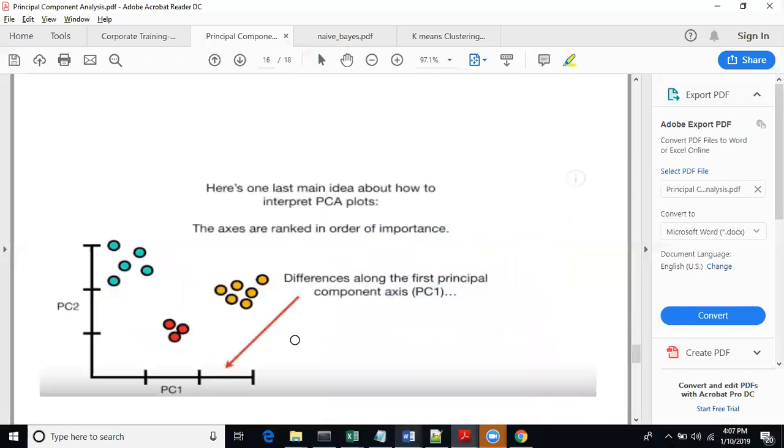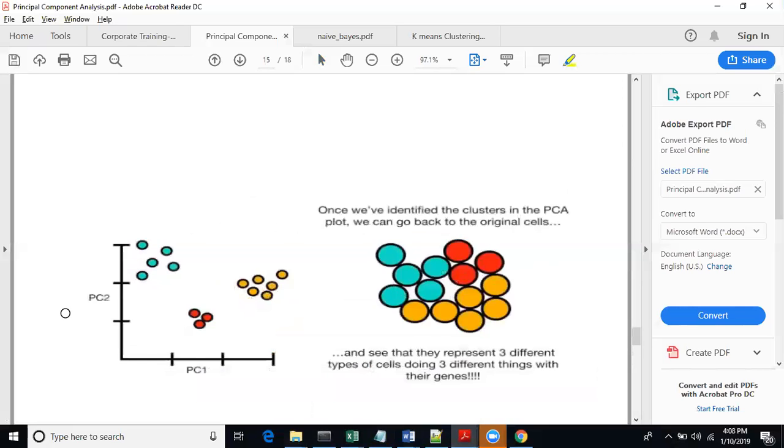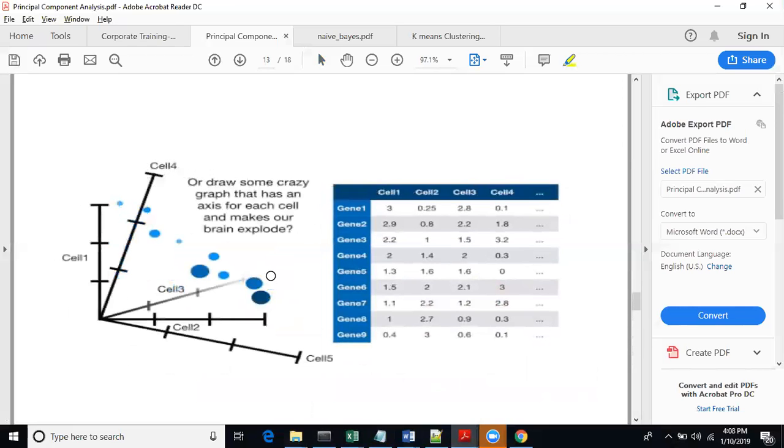So the axes, PCA1 and PCA2, are ranked in the order of importance, meaning how much information it contains. So it will create a new data set with PCA1 as the first column and PCA2 as the second column, after we apply it, instead of cell 1, cell 2.